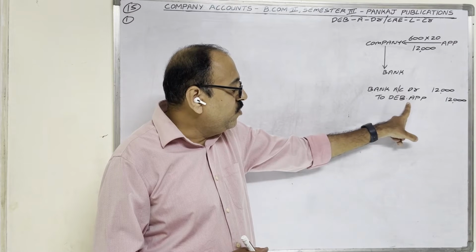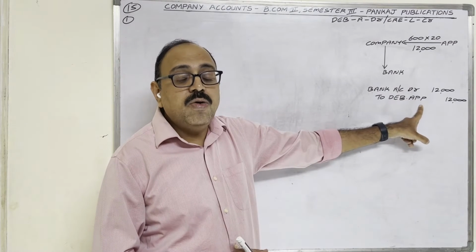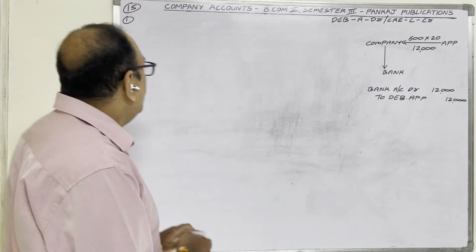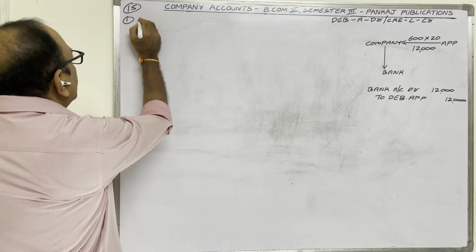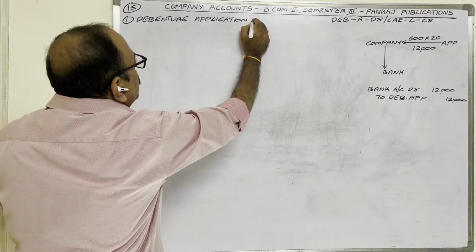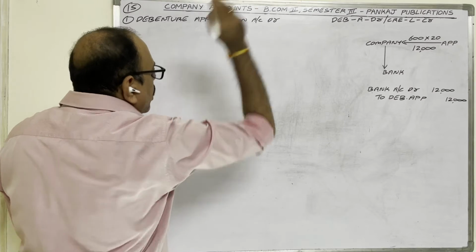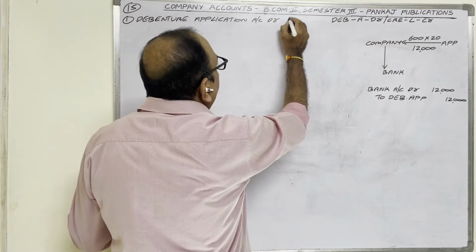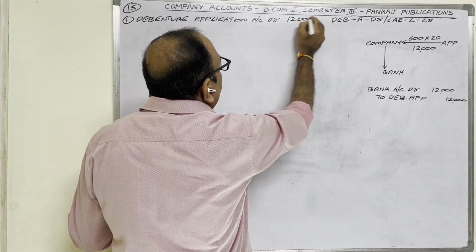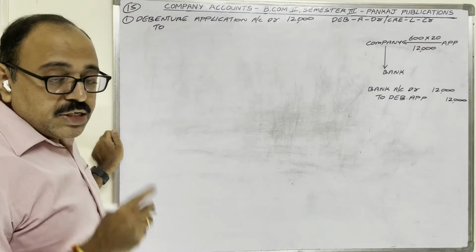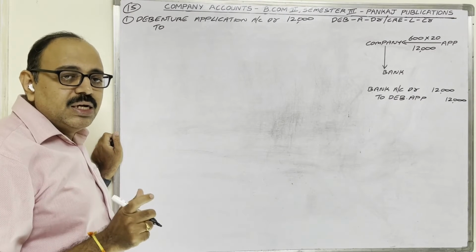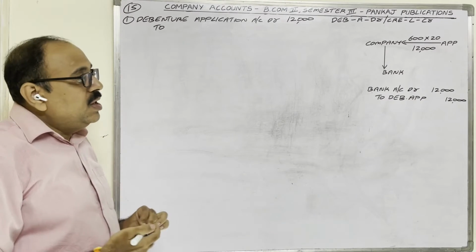By crediting, we have created debenture application account. If you want to close that account, you have to debit. Therefore, debit debenture application account. Debenture application account was created with 12,000, therefore we have to close it with 12,000 only. Second, debenture application money we want to transfer to debenture account. So debenture is a liability.